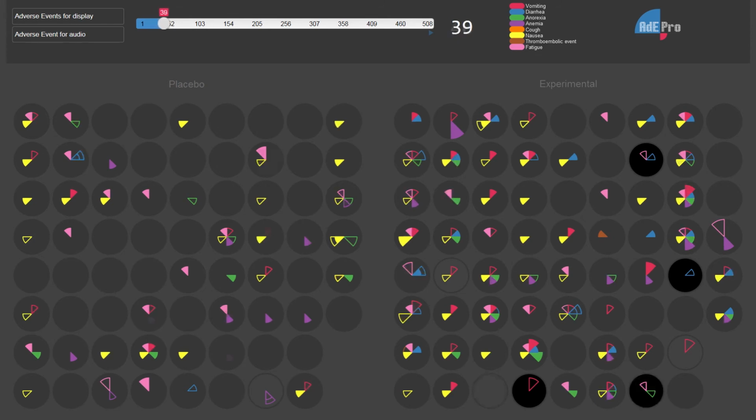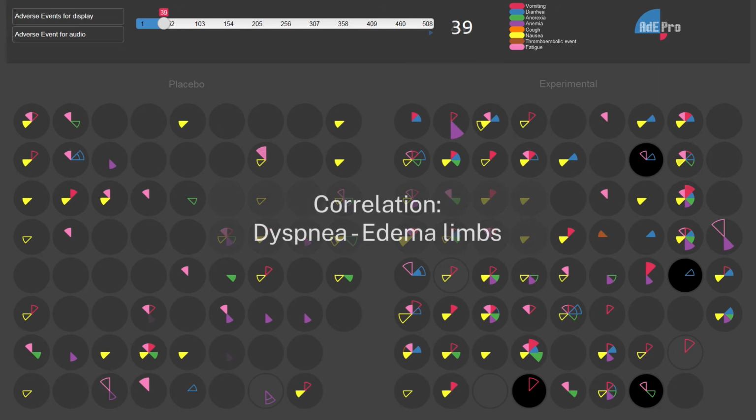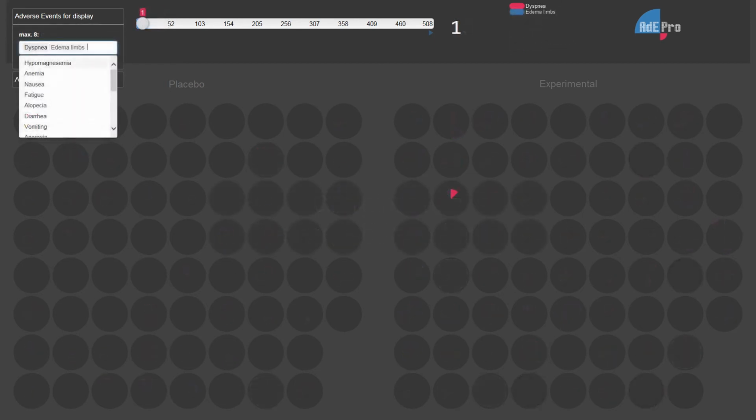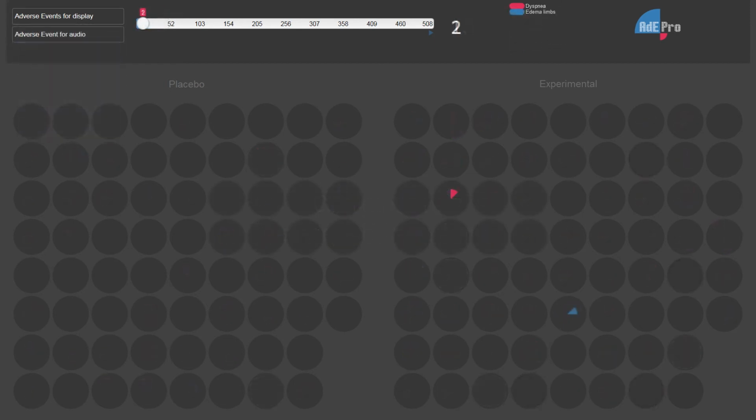Another interest focused on the correlation of two adverse events, dyspnea and edema limbs. Fortunately, that is no problem at all with the AdEPro. We just select those two adverse events from the list, dyspnea and edema limbs, and play it again. And immediately we see, again, as always, the early imbalance between the two treatment arms.